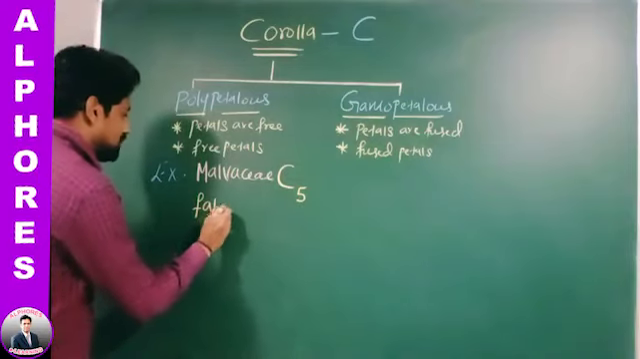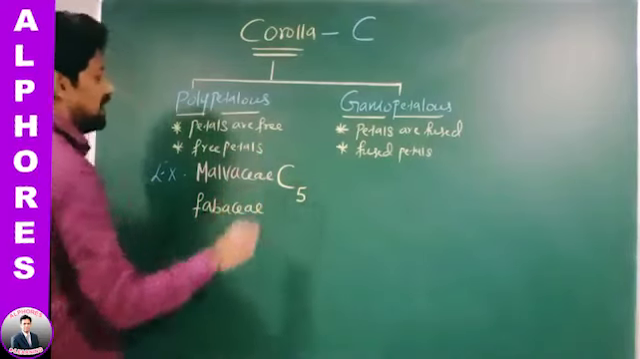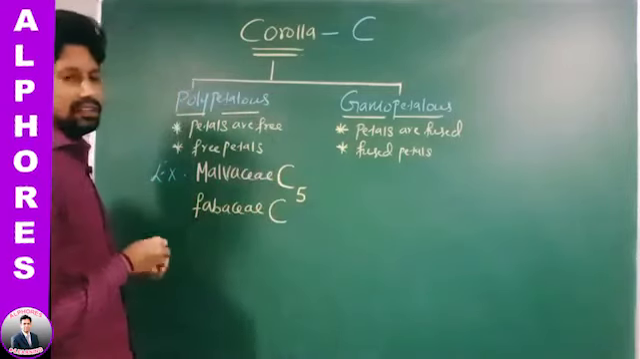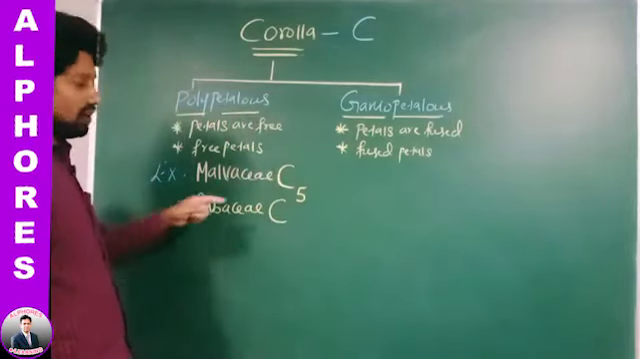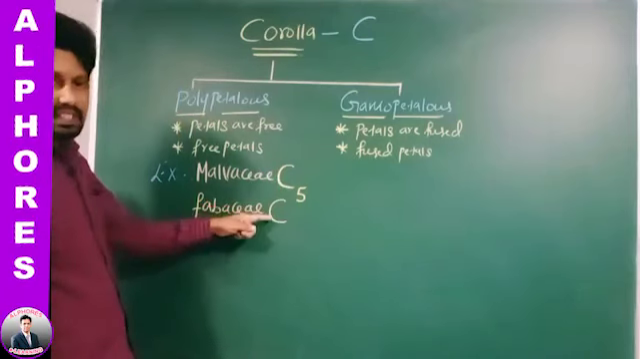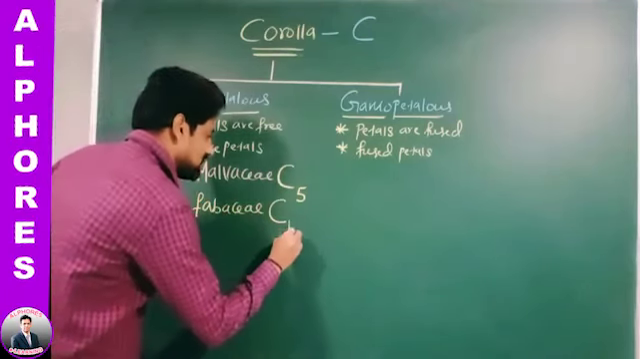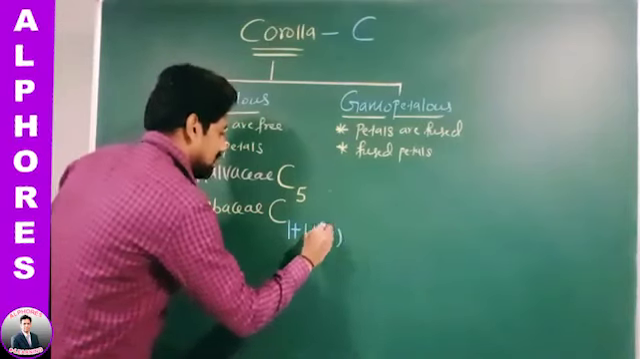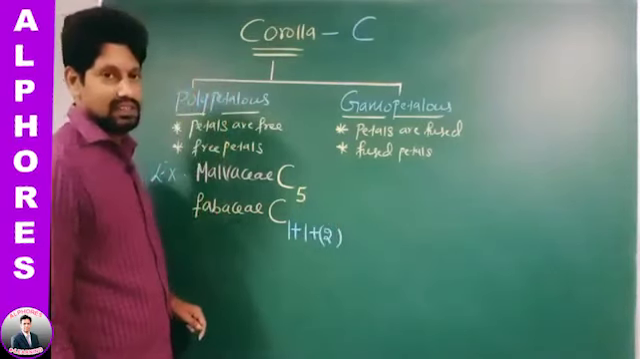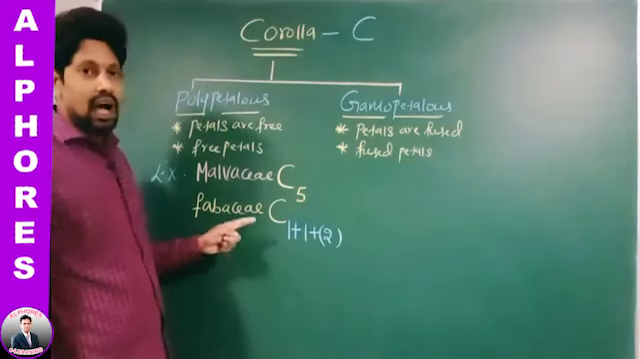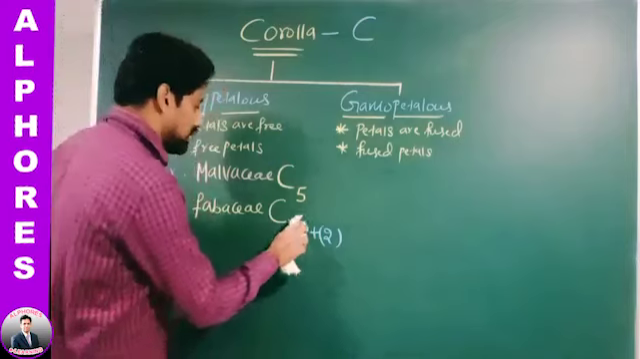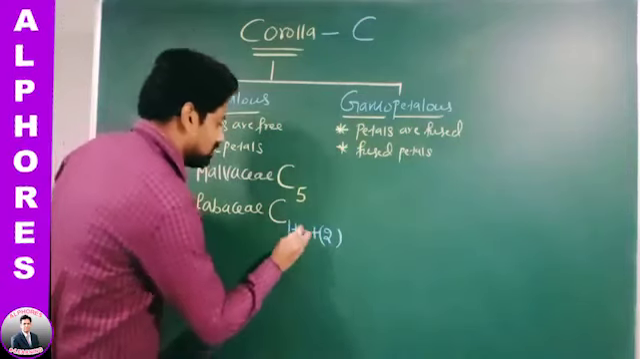What's a Fabaceae family? In the case of the Fabaceae family, the calyx is with corolla. In the case of the Fabaceae family, the corolla is with how many petals? Corolla is with 5 petals.